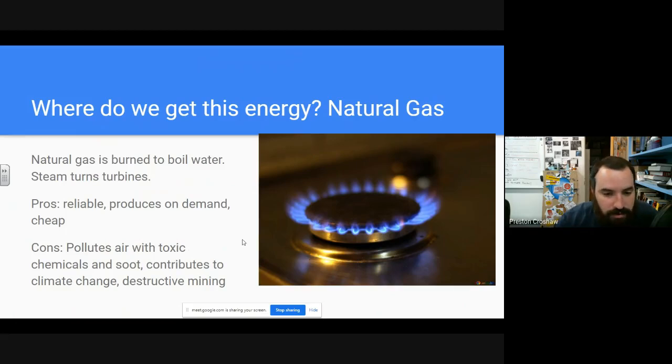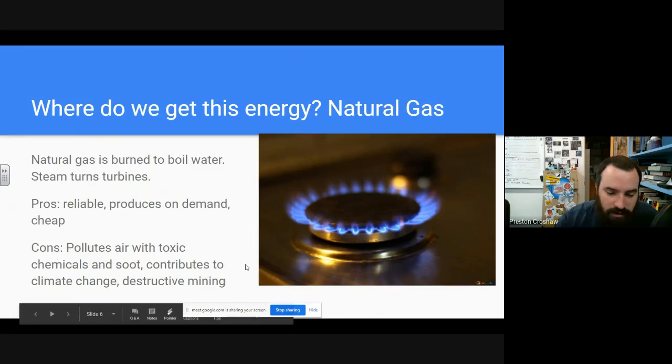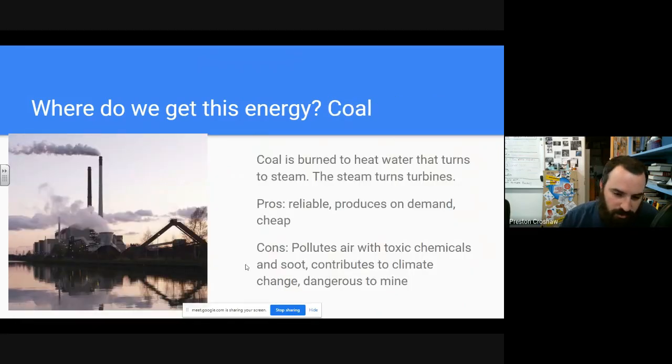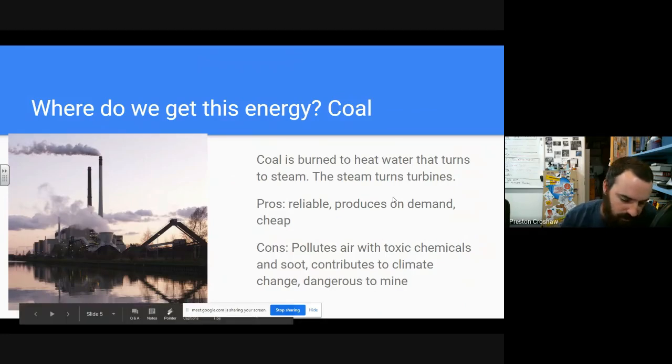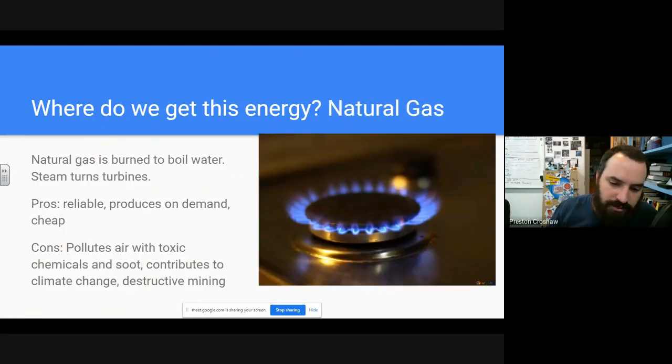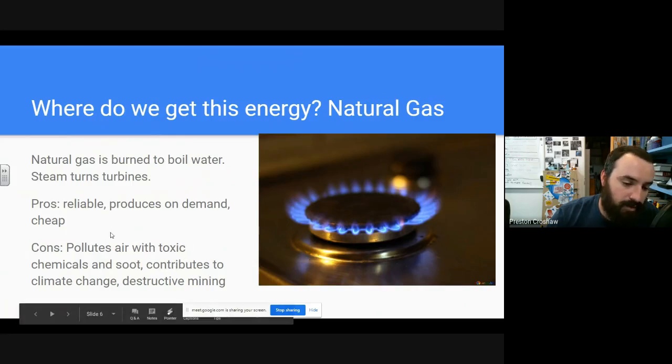So you can do some research on fracking, as well as, if we go back to coal, the dangerous mining practices. That's one of the options for the later assignment that you'll be doing. So natural gas and coal, pretty straightforward. They have a lot of pros. They're reliable, it's cheap, it produces on demand. If you need more electricity, you just burn more coal or natural gas and it creates more steam, turns the turbine faster, produces more electricity. So that's definitely a positive, but is it worth the climate change, the pollution, and so forth?